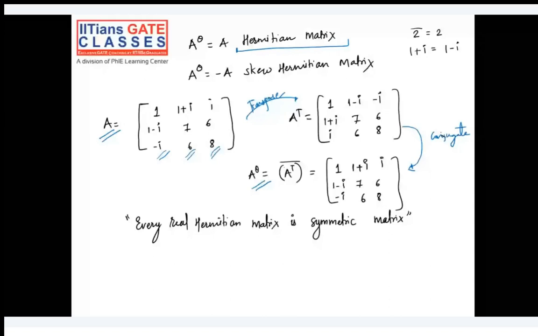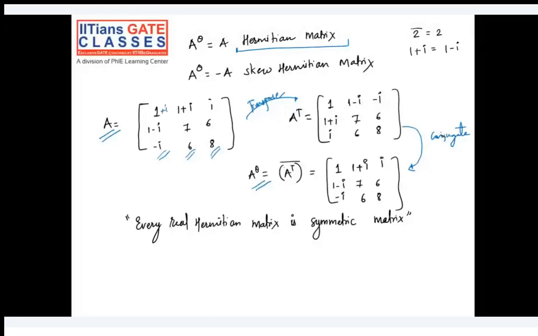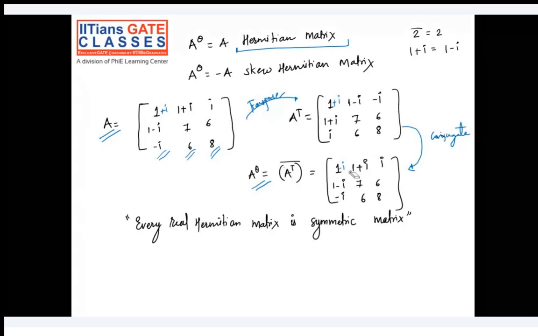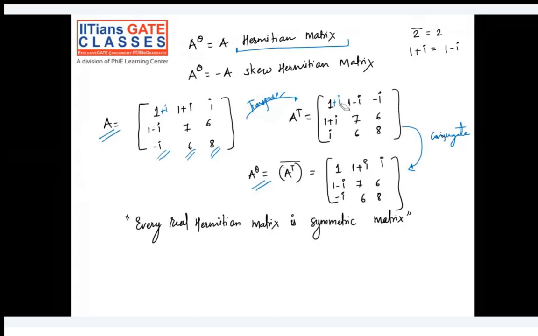If you take a transpose of it, 1 plus i will remain 1 plus i. And after that, if you take the conjugate, it will become 1 minus i. Then are they the same? No, right? So can I say that the principal diagonal elements should be real? Yes, we can say that.